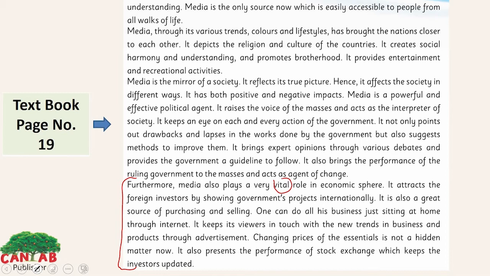It's also a great source of purchasing and selling. Through internet, you can order something or you can sell something. It's very easy and very common nowadays. The stock exchange also keeps us updated about the performance. We can also do business by just sitting at home through internet. It's very common now, and it's all possible because of media.